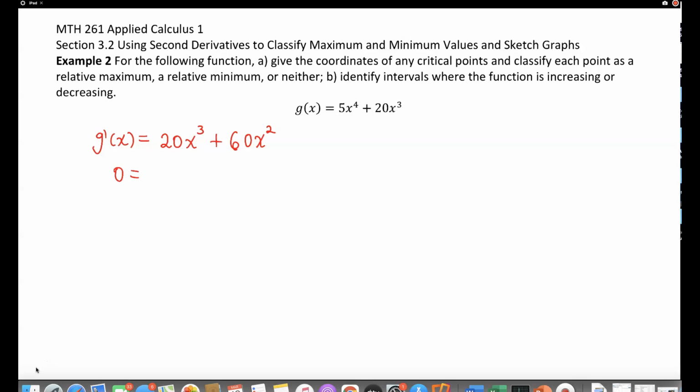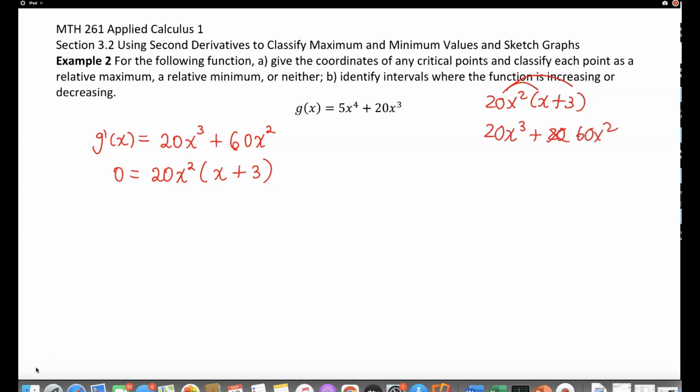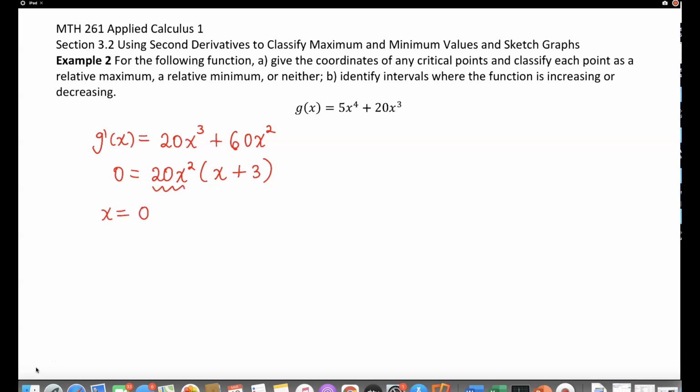I can see that I can factor out 20x squared from both of these terms, and I'll have x plus 3 left. I just want to make sure that I factored it right. Let me distribute it back in to see if that was right. Looks good. Okay, so keep going. I think that's as far as I can factor. So x equals either 0 from this term, or x equals what? -3. So these are the critical values. We found them.